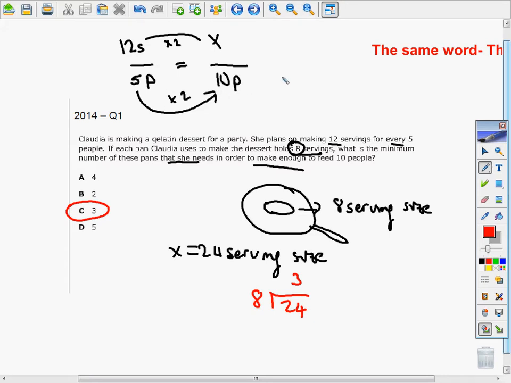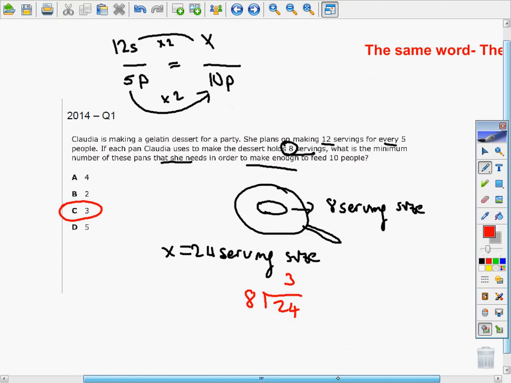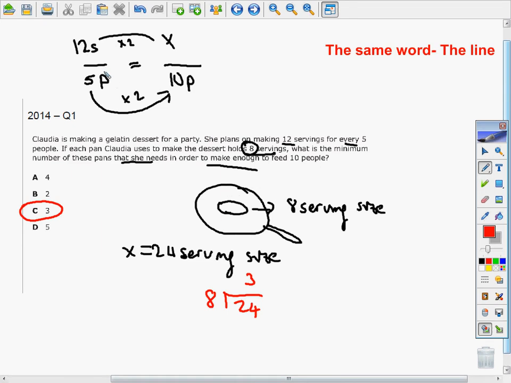Once again, we use the acronym I said before, the same word, the same line, and we create a ratio with the given first pair of numbers. And the third part is a little bit tricky because it's not part of the solution at first. It's the last part of the solution. It's asking for 10 people needing how many servings, which is 24, and telling us each pan covers 8 servings. So how many times do we need to use the pan? So it's going to be 8 goes into 24, which is 3 times.